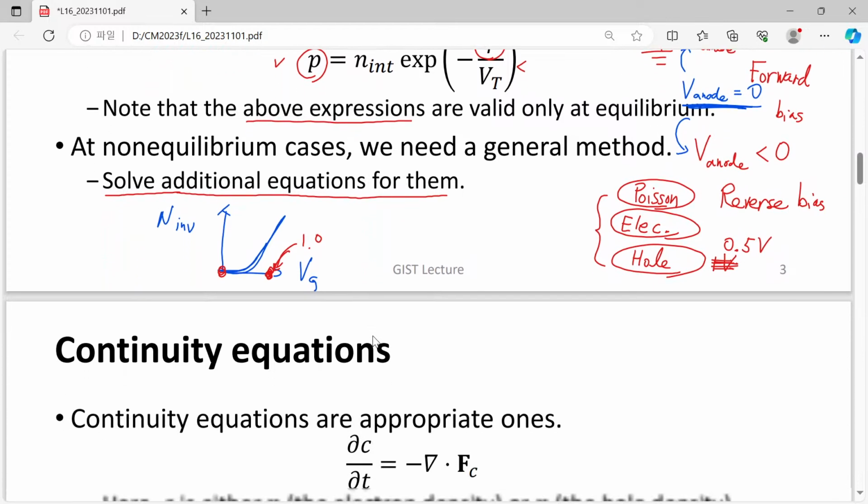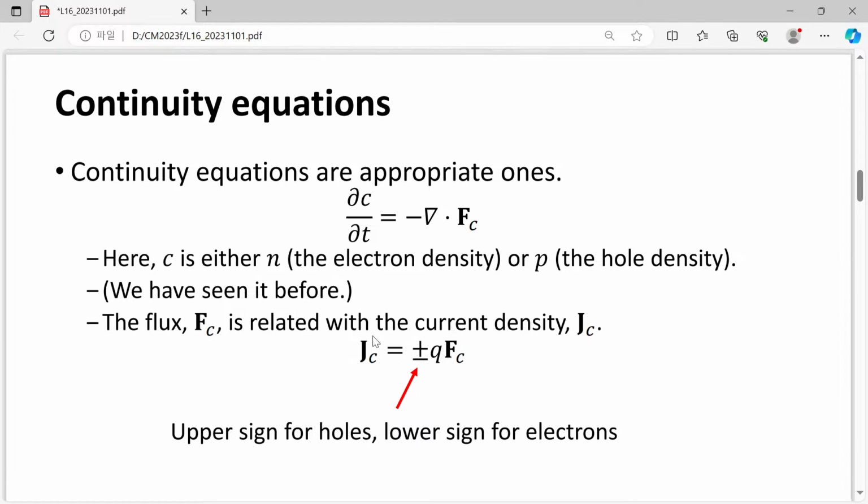Okay, then now let's go to our next slide, just to answer our previous question. What is the appropriate equation for electrons? Or what is the appropriate equation for holes? The answer is the continuity equation. So now let me directly show you the equation of our interest. This one is the form of our continuity equation.